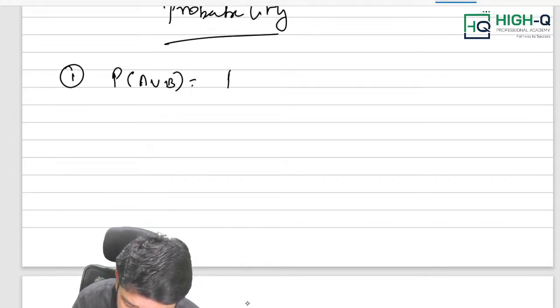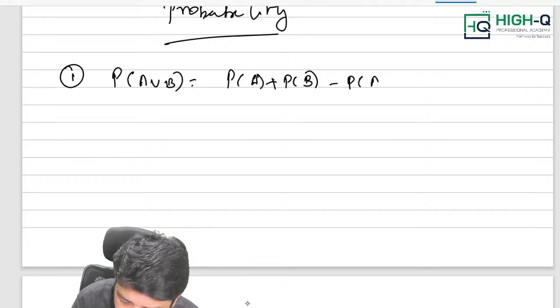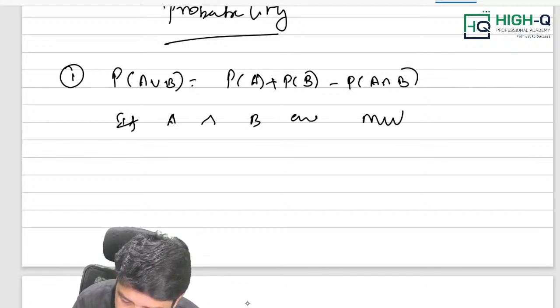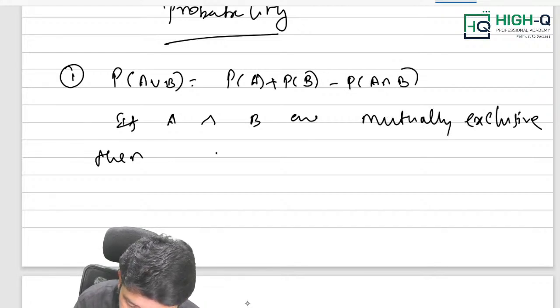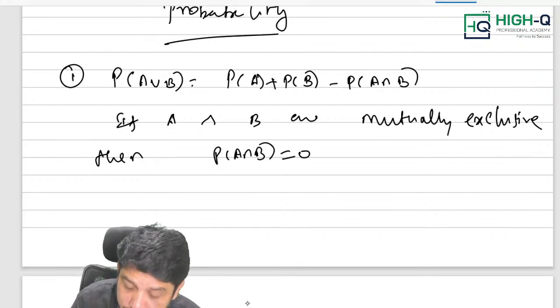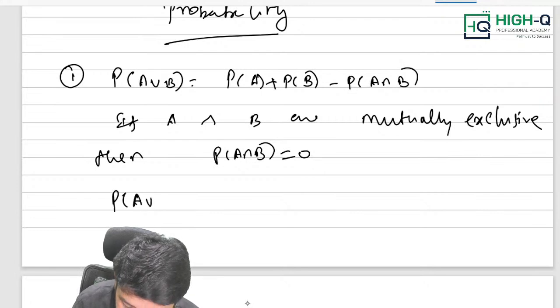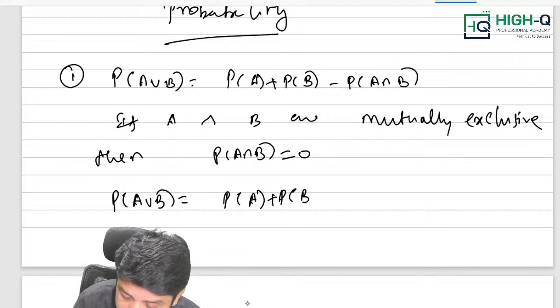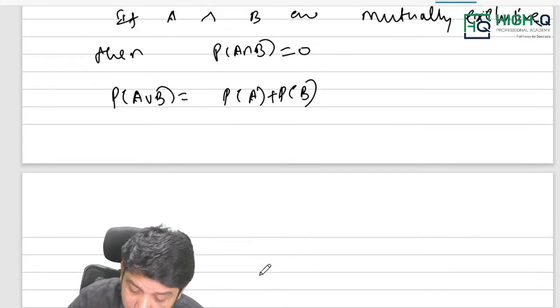P of A union B is equal to P of A plus P of B minus P of A intersection B. If A and B are mutually exclusive, then P of A intersection B equal to 0. Mutually exclusive means P of A intersection B equal to 0. So what is P of A union B equal to? Which is nothing but P of A plus P of B. Okay, at least these many parts you need to remember and go, my dear.